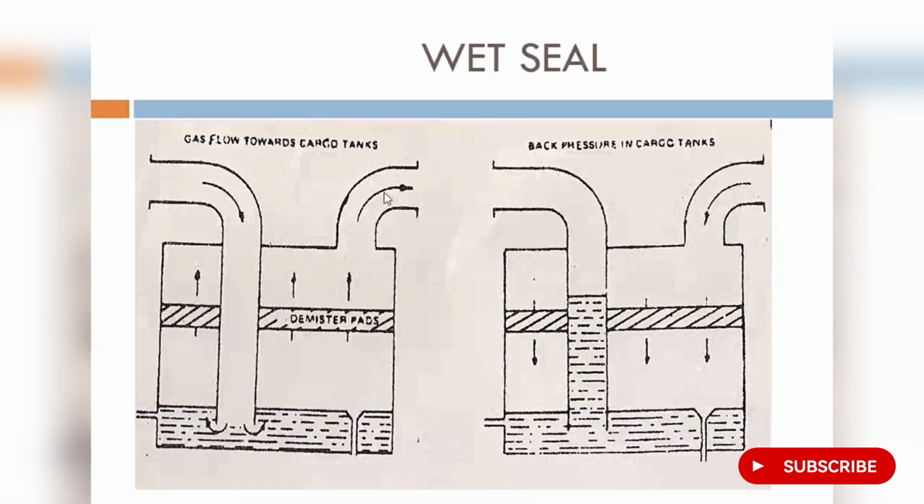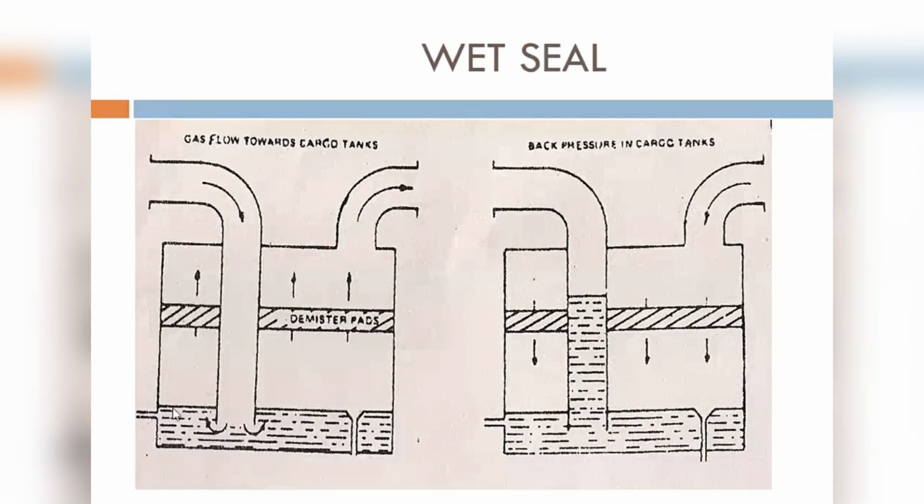This is the wet deck seal. Pay attention. This is the gas flow towards the cargo tank. This is the engine room side where you see my arrow, and this is the deck side, which is going towards the deck and going towards the cargo tank. Here also, if you look at the diagram, from the IG blower, these gases are passing through the pressure regulating valve and then entering the deck seal.